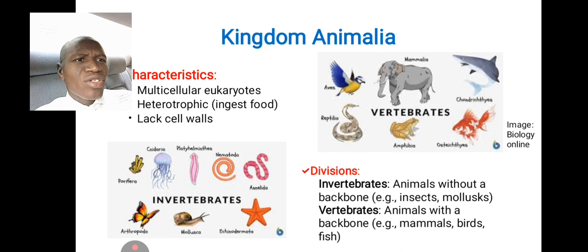We have mammals too. Mammals are animals that breastfeed. That's the layman's explanation. Breastfeeding mammals. That's where that word comes from. So animals that breastfeed. I hope my explanation is a bit clear.